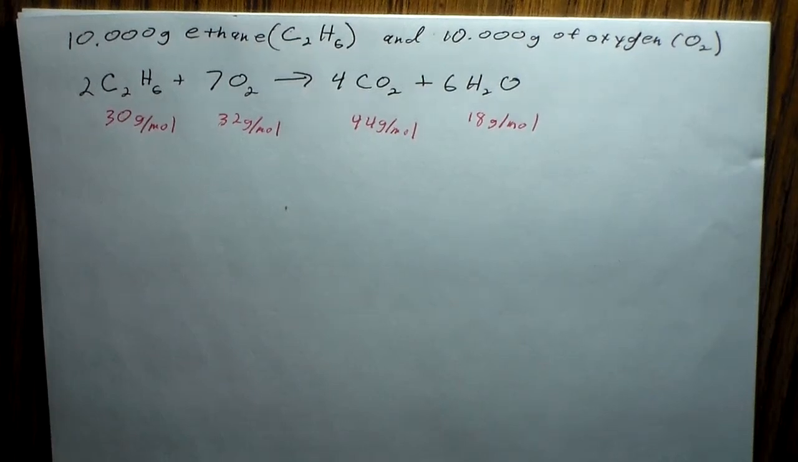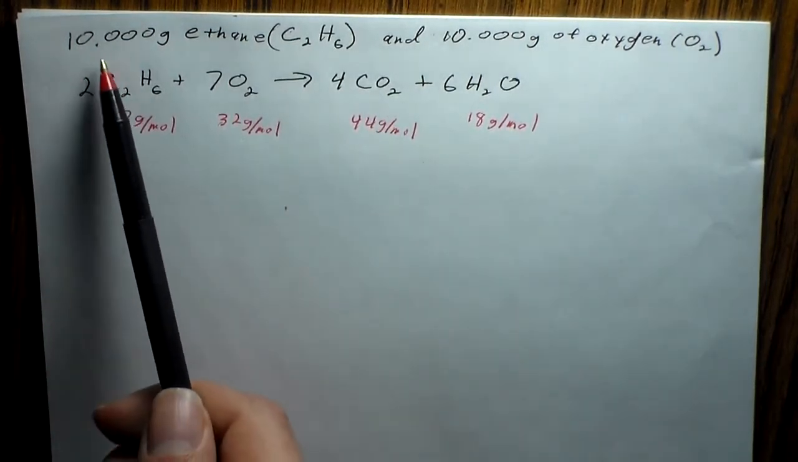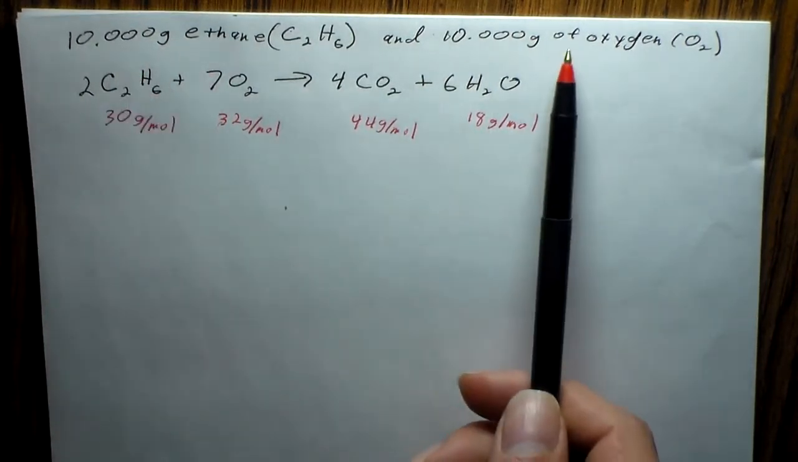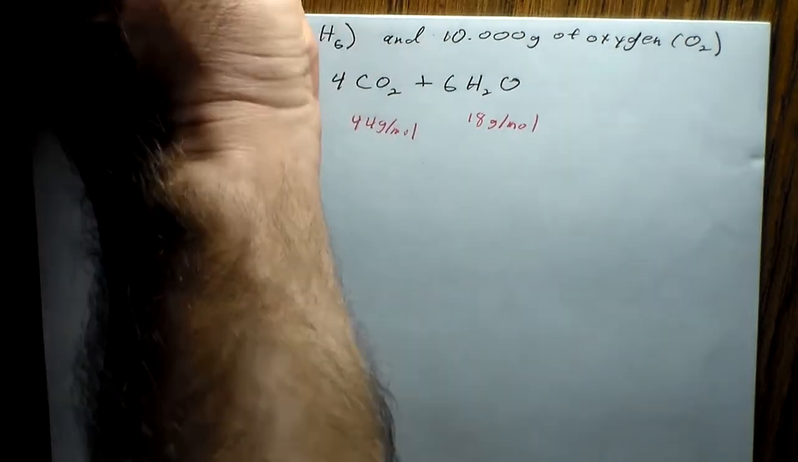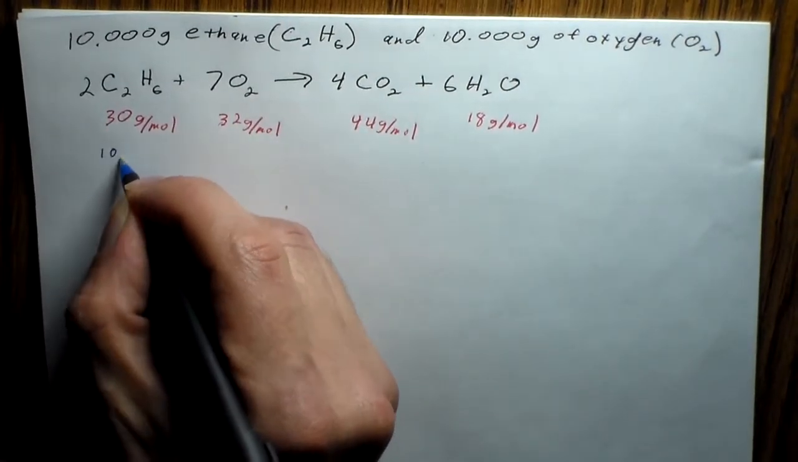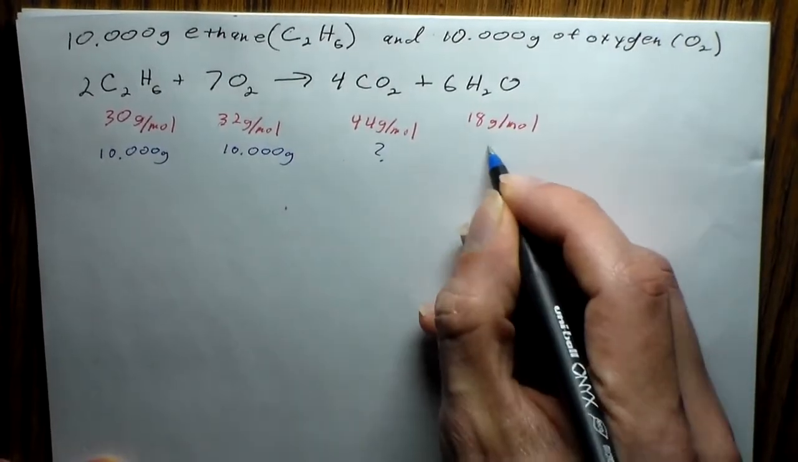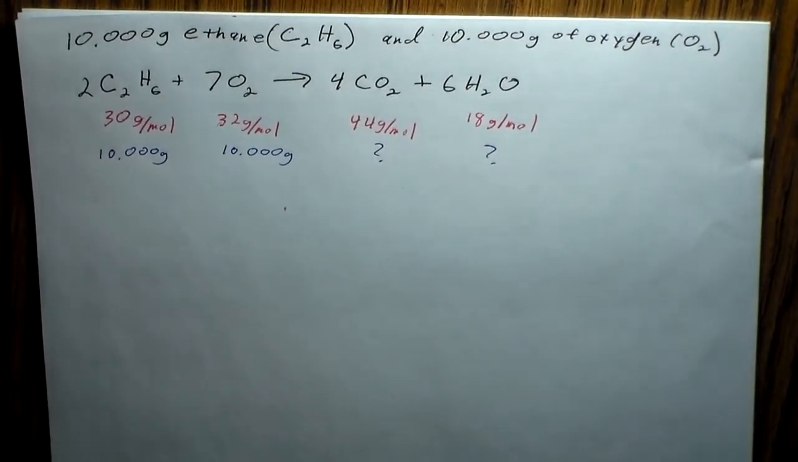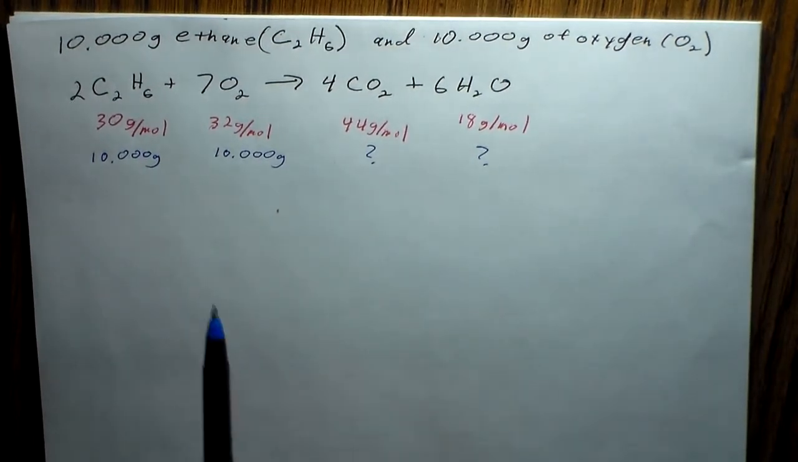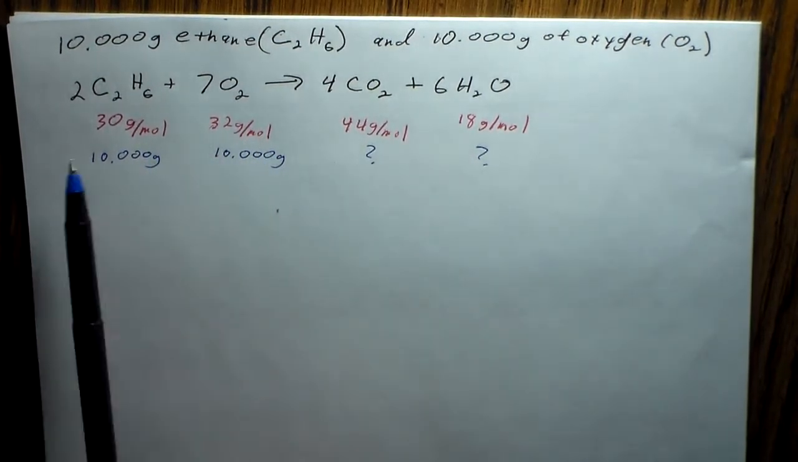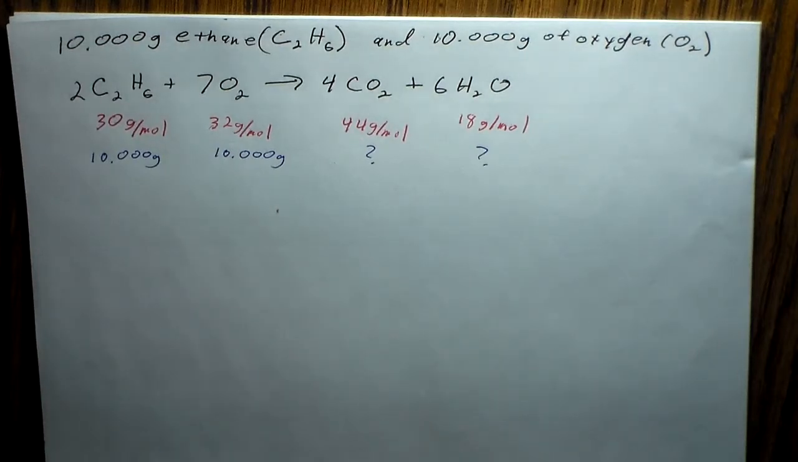Then the next thing is to find out, what information do we have in the problem? So we have 10 grams of ethane plus 10 grams of oxygen. So this is going to be 10.000 grams of that. And our question is, how much CO2 and water are we actually going to make in this case? In this case, the amounts are not going to completely react with one another. One of them is in excess, the other one is going to be limiting, so we have to figure out what my limiting reagent is in this case.